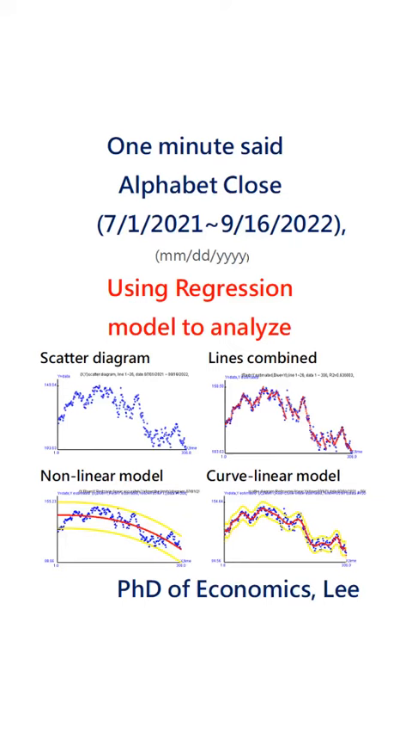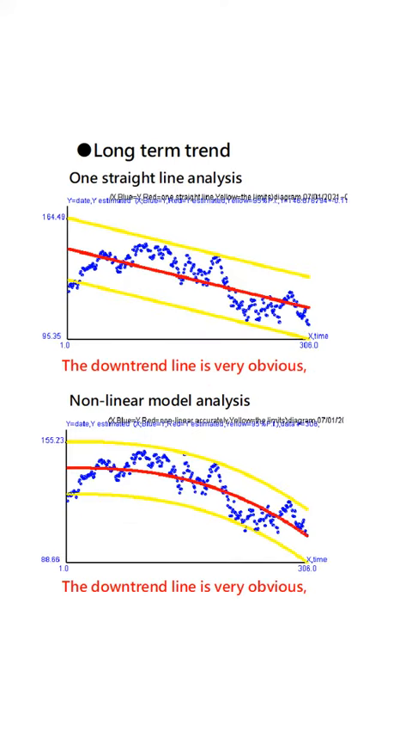One-minute set alphabet close, using a regression model to analyze. There are scatter diagram lines combined with a nonlinear model and a curvilinear model. First, straight line analysis: the result is a downtrend line and it is very obvious. Blue is the closed value, red is the estimated value, yellow is the upper limit and lower limit of the 95% predicted interval.